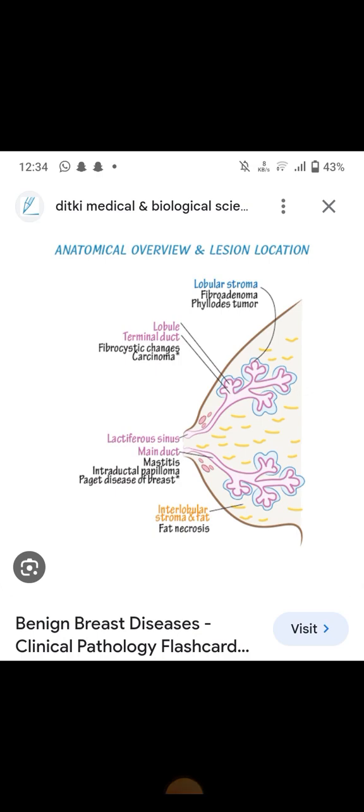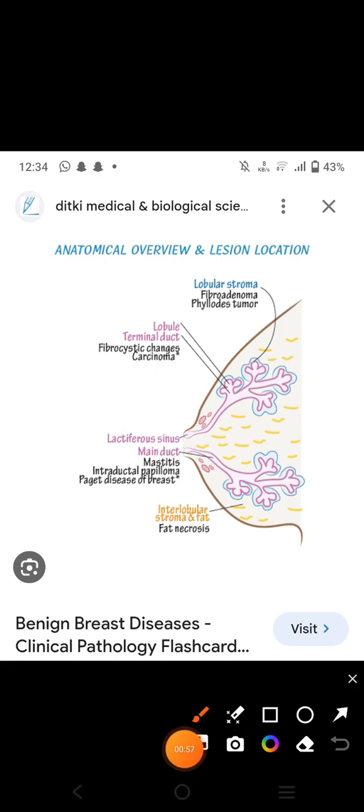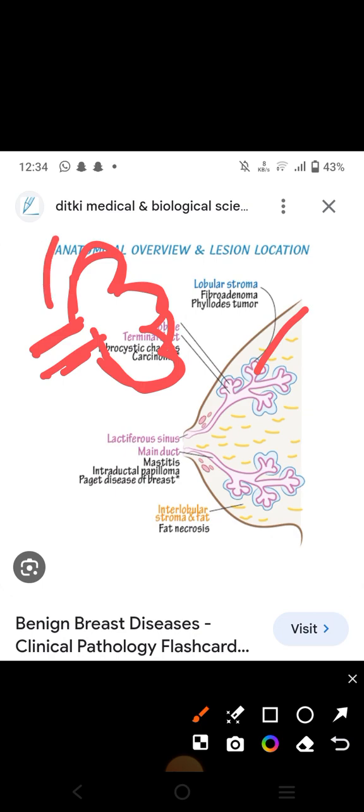In our breast there are two types of stroma. One is interlobular stroma and the other one is intralobular stroma. So in this picture, let me first tell you what is inter and what is intralobular stroma. First of all, you must know what a lobule is. 3 to 5 acini, here in light pink color in this picture, join together along with their terminal ducts to form a lobule.